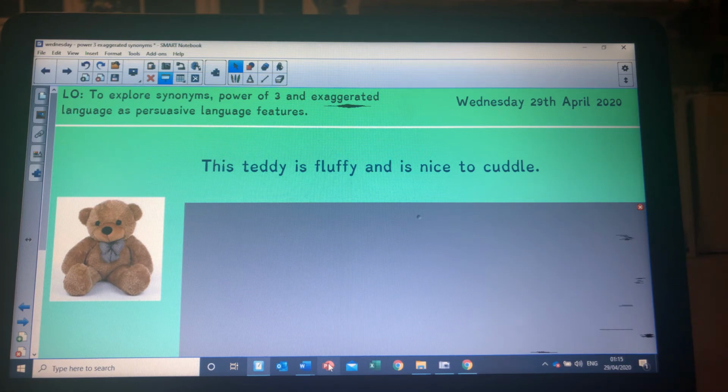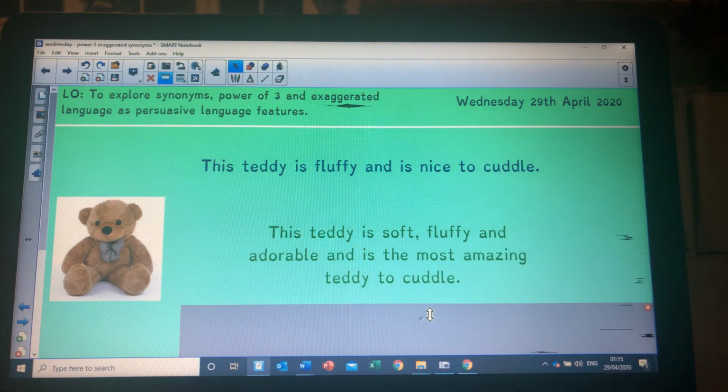The teddy is fluffy and it does look really nice to cuddle. Can I use the three features we've looked at today to make you want this teddy even more? So let's see if we can use synonyms, power of three, and exaggerated language to make me selling this teddy bear to you even better. Just going to pull this down.